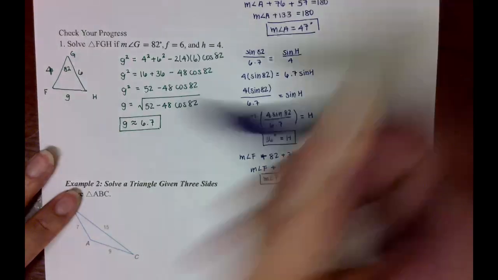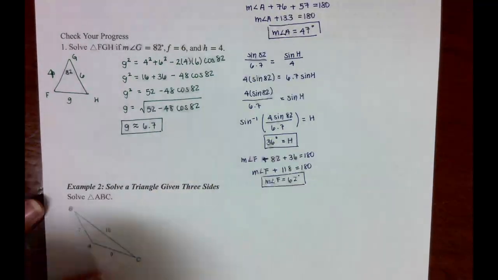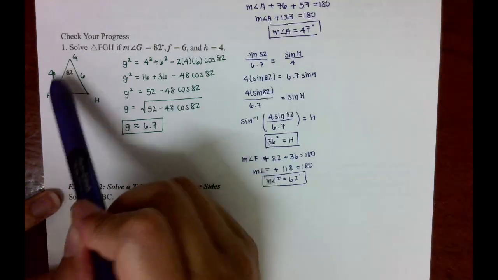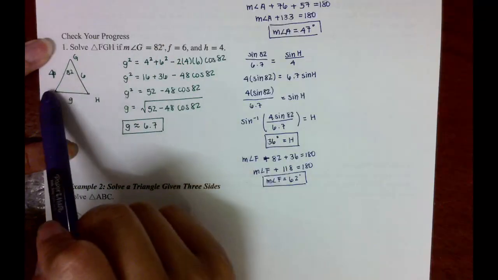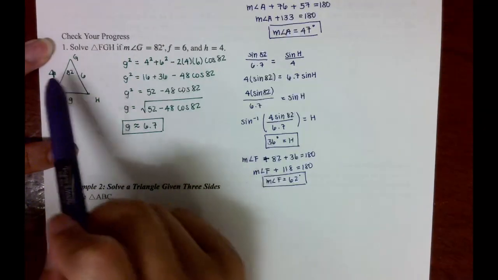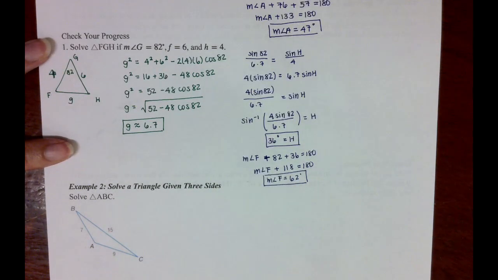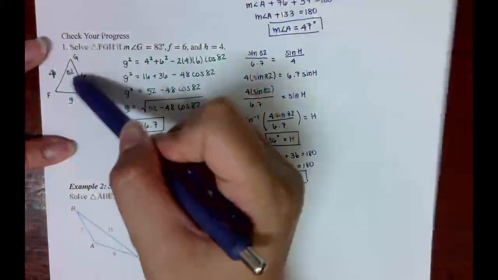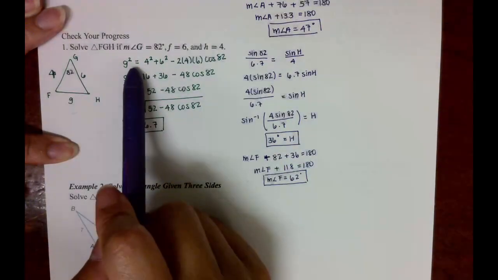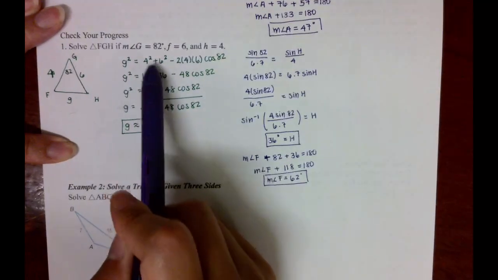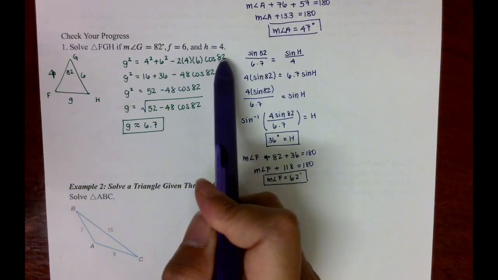Okay. So I drew a picture of it. It's not accurate in any way, but just so that I know what matches with what. Okay, so since it's called triangle FGH, here's my triangle. Angle G is 82, F, which is across from angle F, is 6, H, which is across from angle H, is 4. Okay, then, since this is the angle that's given to me, I'm going to use that to find that side. So G squared equals the other two sides squared added together, so 4 squared plus 6 squared, minus 2 times those sides again, 4 times 6, times cosine of 82.